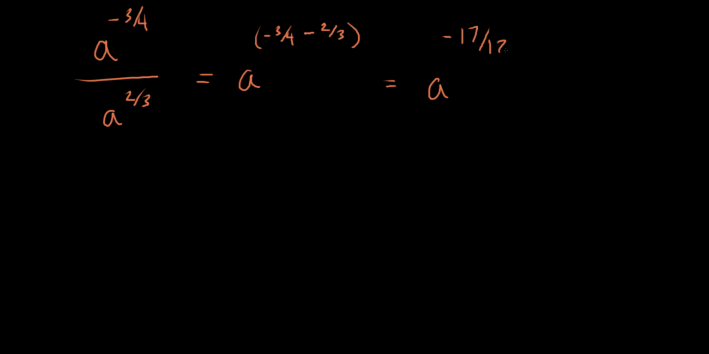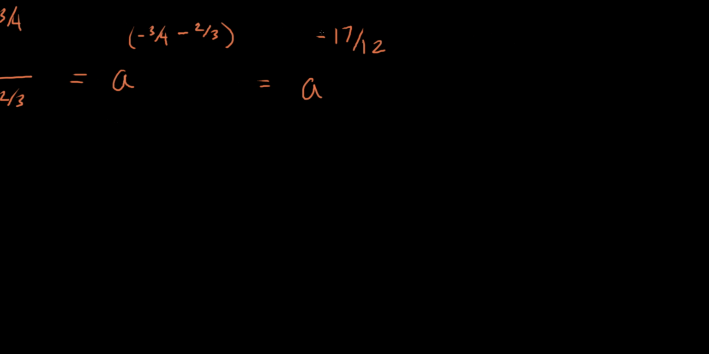Now, is that the final answer? No, it's not. In fact, what we can do is get rid of that negative sign in the exponent by applying it, right? That means this is a to the negative 1 all to the positive 17 over 12. I took the negative 1 out and I took it as a product of negative 1 and 17 over 12. A to the negative 1 is just 1 over a. And we have this exponent here of 17 over 12.